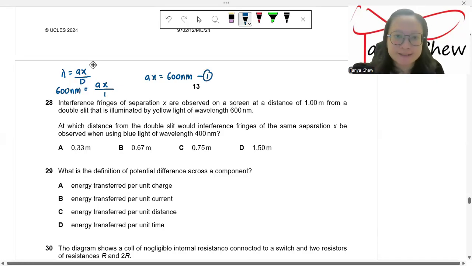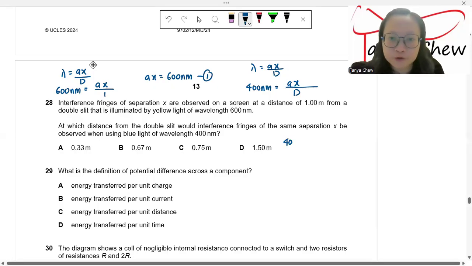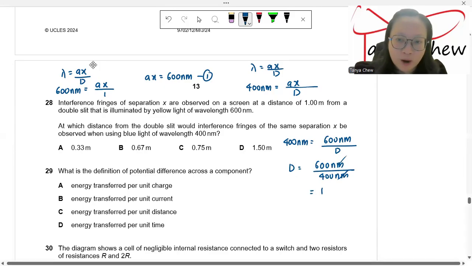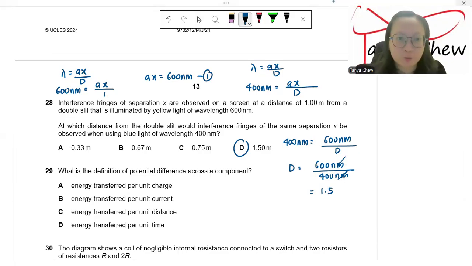And the second situation is that using the same equation, but now the wavelength has changed to 400 nanometer. And then same separation, same a, same X, because you use back the same double slit. And D, I have to find. So from 1, I have aX is equal to 600 nanometer. I'll just sub into this equation. So 400 nanometer, aX is equal to 600 nanometer divided by D. D is equal to 600 nanometer divided by 400 nanometer. Cancel the nanometer. You will get 1.5. So D is the answer. Cancel the nano. So you will get 1.5 meter, because this is 1 meter.